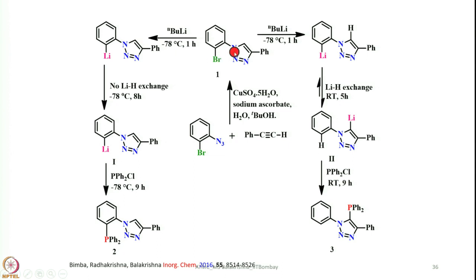In contrast, after lithiation, if you warm the lithiated compound to room temperature and add chlorodiphenylphosphine, it does not go to the ortho position of the phenyl ring; instead it goes to the triazolic carbon. That means when you warm it, lithium hydrogen exchange takes place. This requires small energy for the C–N bond rotation, and it should come here, interact, and then lithium exchange takes place.